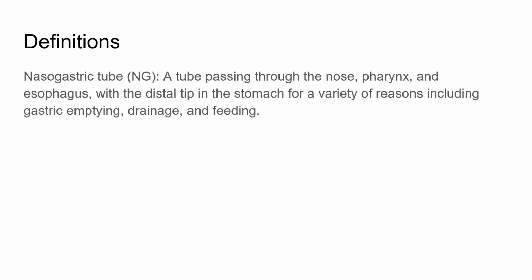Starting with the definition. So this is a clear-cut definition. Nasogastric tube: a tube passing through the nose, pharynx and esophagus with a distal tip in the stomach for a variety of reasons including gastric emptying, drainage and feeding. So this is a tube that is inserted from the nose into the stomach for various reasons. It may be for feeding or emptying or drainage or sometimes to give medications. So this particular tube is used.